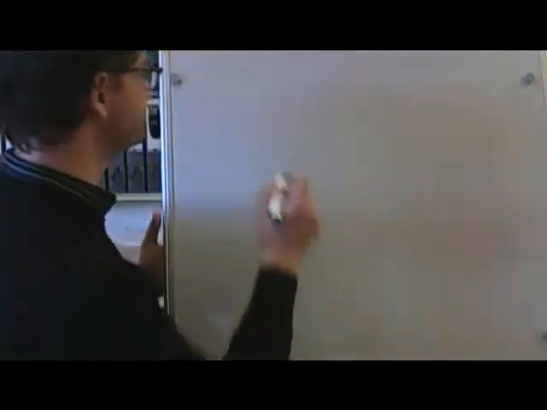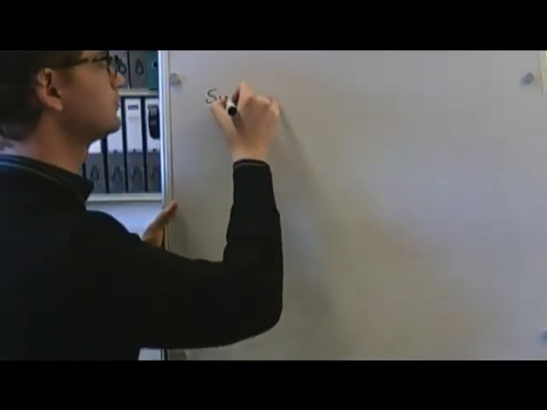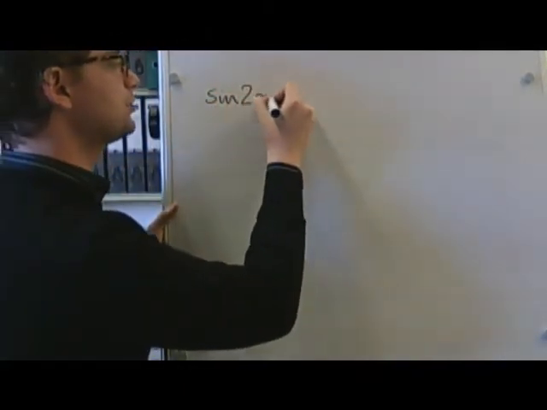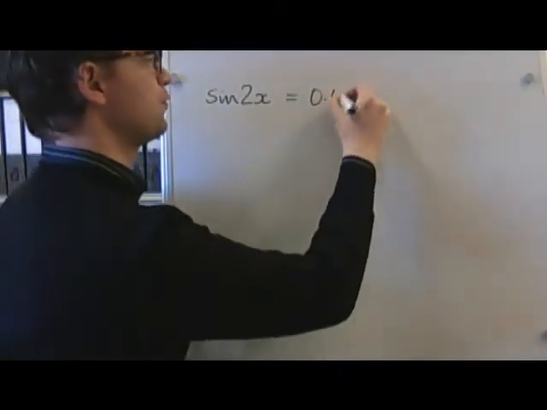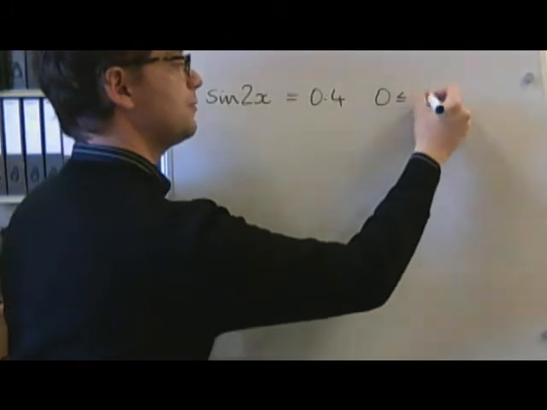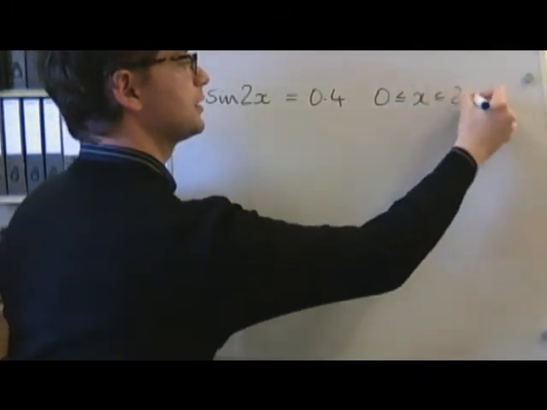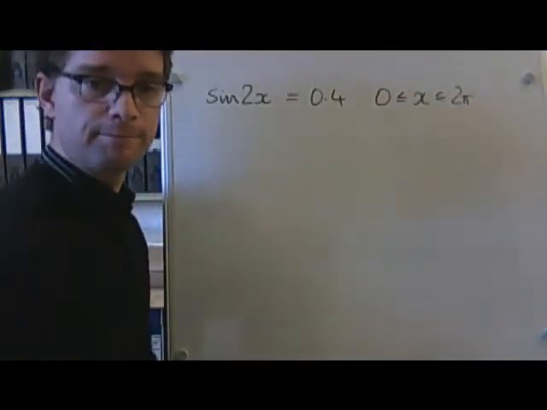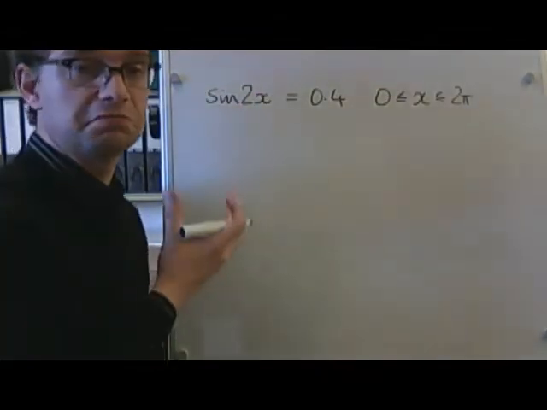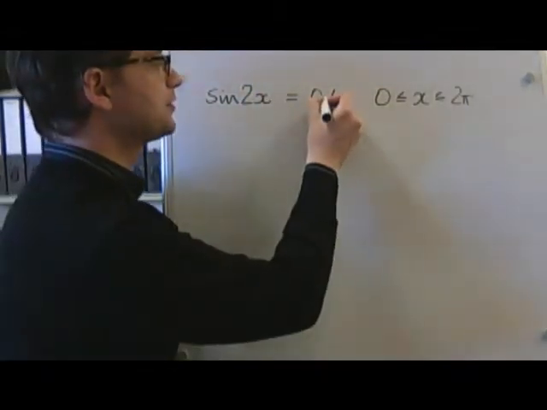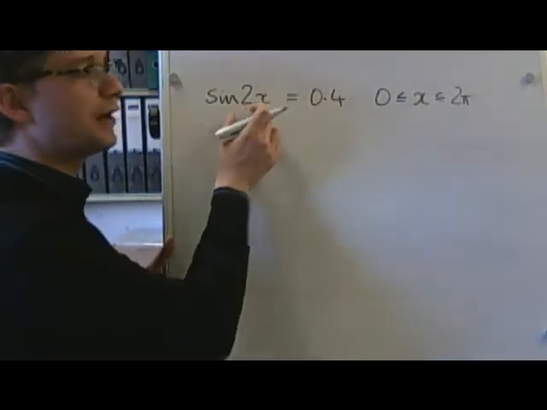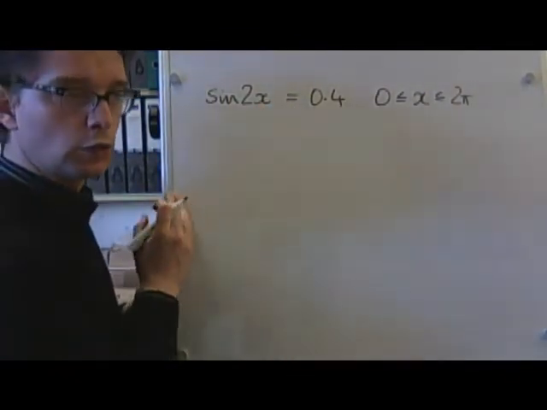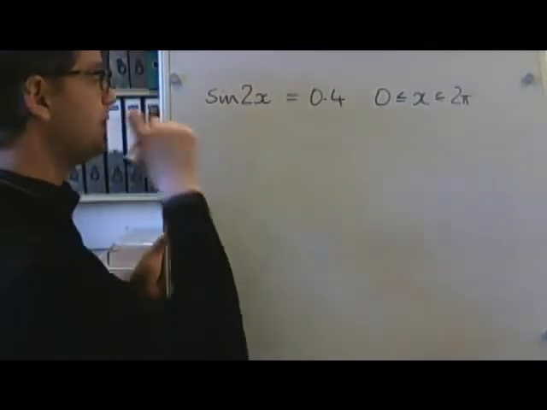Last example. Sine 2x equals 0.4, and this time I'm gonna keep working between 0 and 2 pi. Notice this time I'm using x. That's fine, it doesn't matter. The process is pretty much the same. But now we're dealing with 2x here. What we do doesn't change very much.